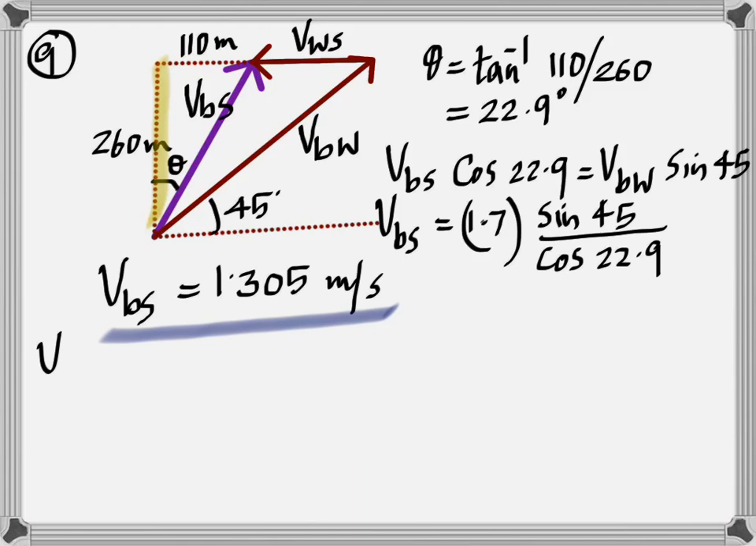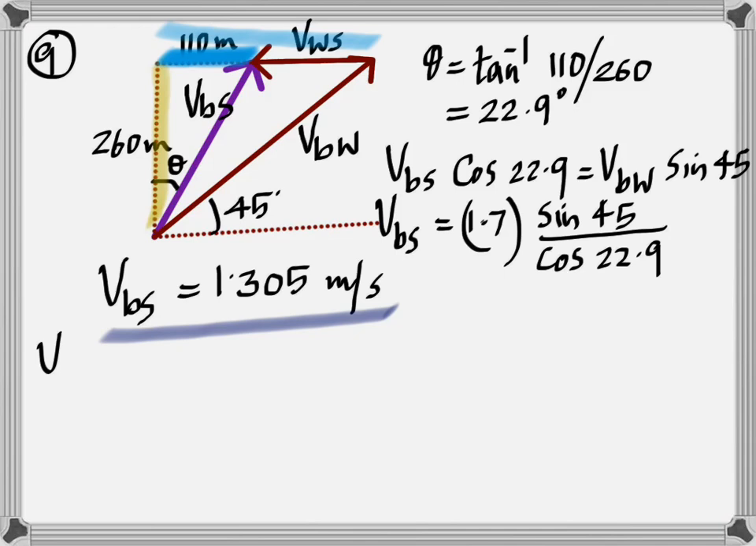Now, everybody, take a look at this. 1 second. I'll give you a chance. What is this side? Isn't it VBS sine 22.9? What is this? Isn't it VBW sine 45? Sine and cos are the same for 45. Both have equal numbers. So, is that clear?